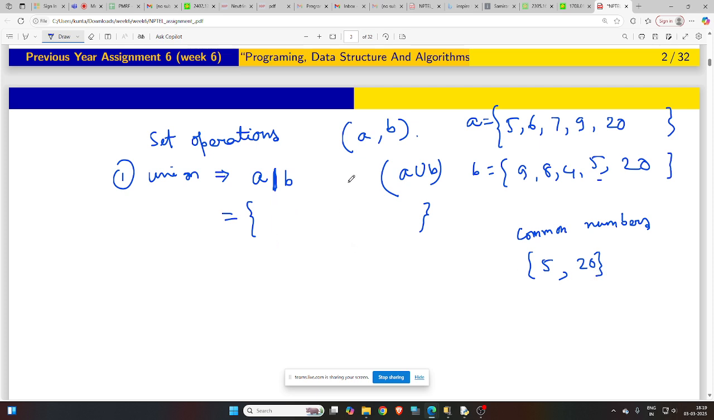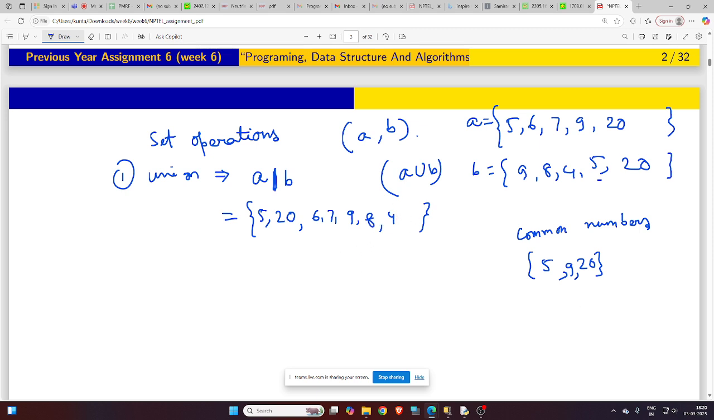So if I write here A union B, then what will be there? 5 will be there. Then 20 will also be there, and other things which are present in A and B, all will come. So it is like 6, 7, 9. Oh, 9 is also common here. Then 8, then 4, like that.